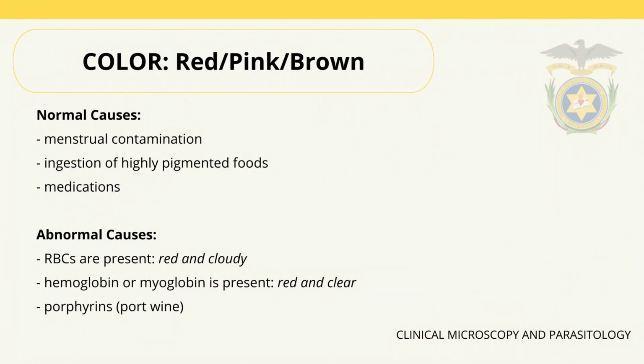Next is for red, pink, or brown colored urine. This can be because of menstrual contamination or the ingestion of highly pigmented food and medications. But abnormally, RBCs can be present and they can present as red and cloudy urine. Hemoglobin or myoglobin can also be present, in contrast, which present as red and clear, and porphyrins, which give a port wine color to urine.